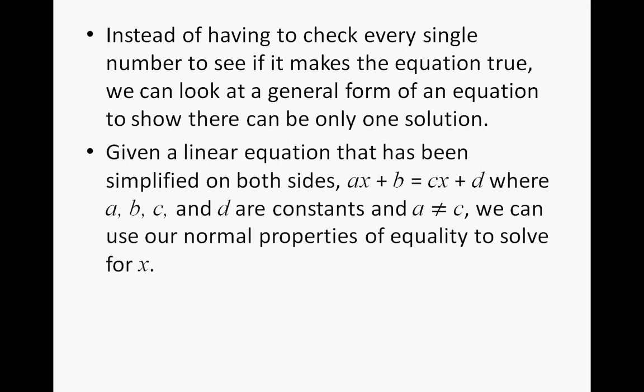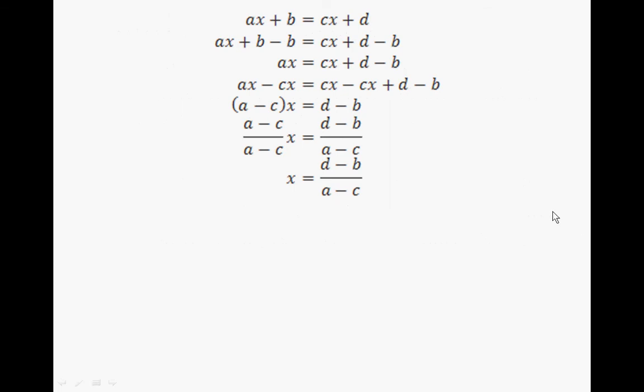So given a linear equation that has been simplified on both sides to a times x plus b equals c times x plus d, where a, b, c, and d are constants and a is not equal to c. So in this case, a and c are not the same, and b and d are not the same also. They're all different numbers. So we can use our normal properties of equality to solve for x. And even though this looks like a long drawn-out process, it really does solve for x. It's just we can't simplify. That's why at the end we end up with kind of this mess.